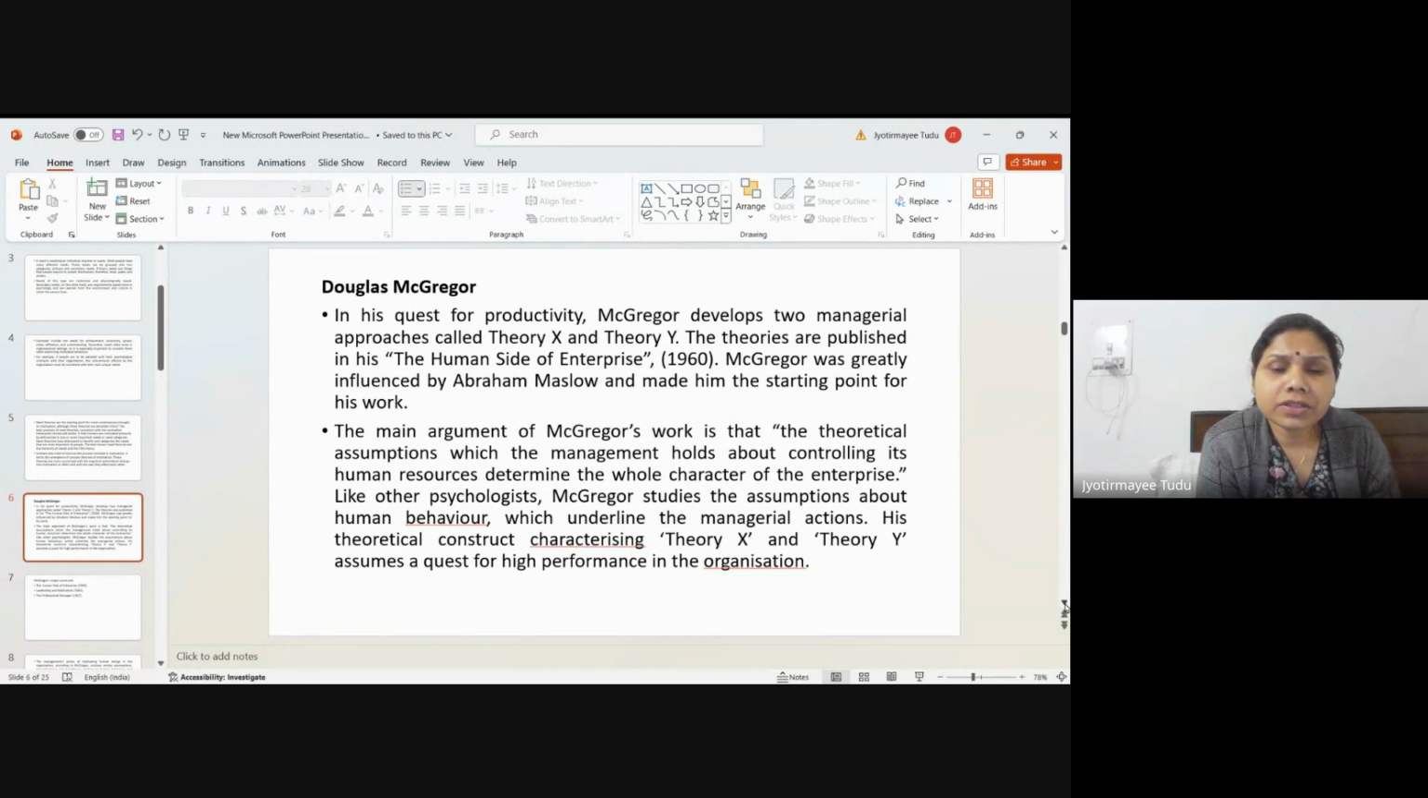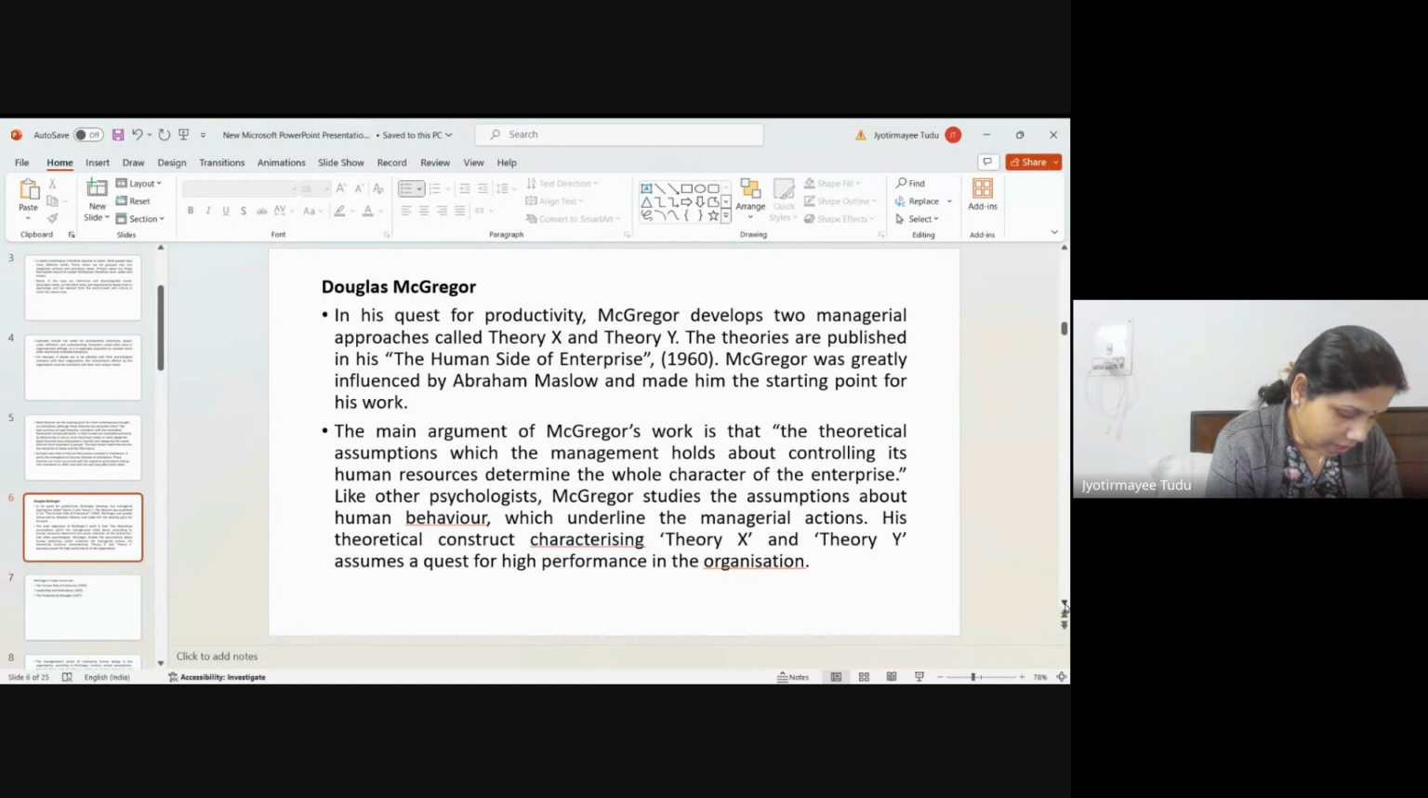So like other psychologists, McGregor studies the assumptions about human behavior which underlie managerial actions. His theoretical construct characterizing theory X and theory Y assumes a quest for high performance in the organization. When we are trying to learn what makes somebody perform well, and at the same time what makes somebody not perform well, McGregor's theory has provided the generalization of why some people do better and why others do not.